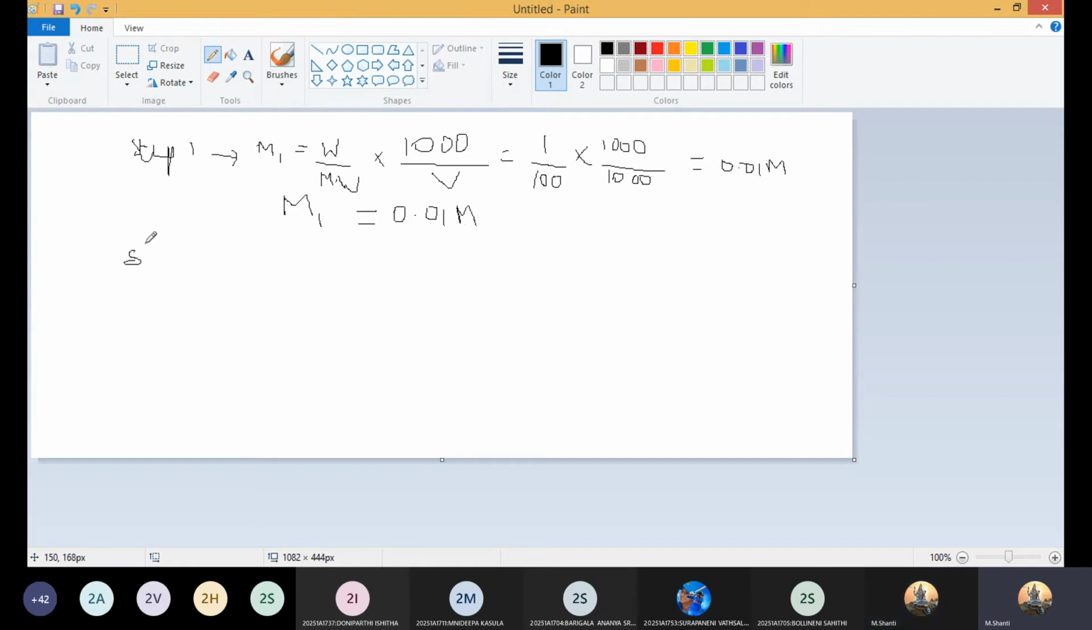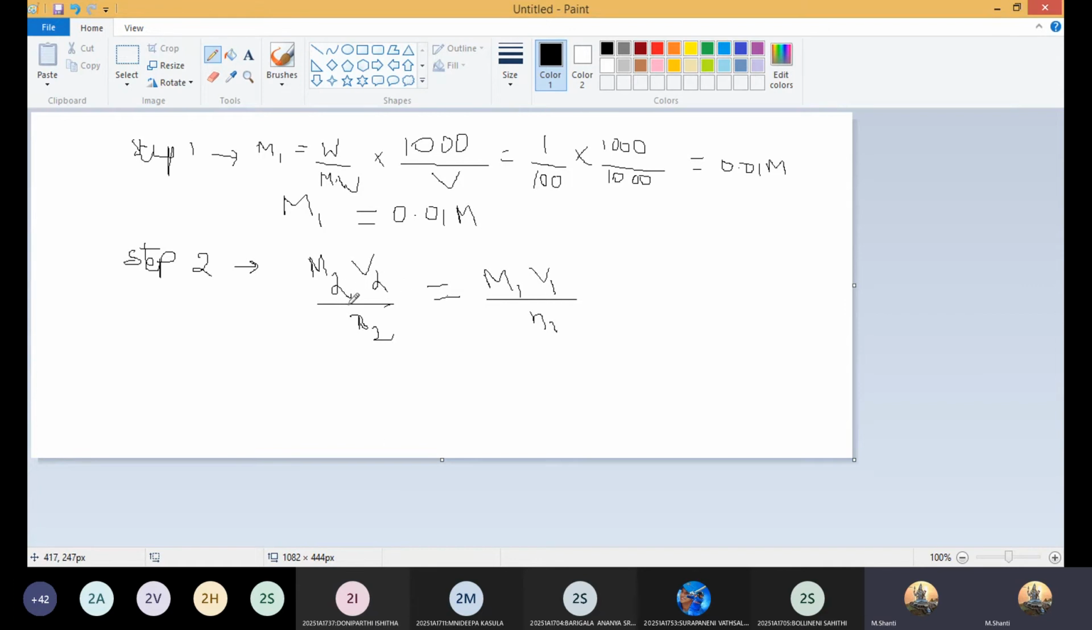Now step 2. So what is step 2? What is the title for step 2? Standardization of EDTA solution. Okay. So M2 we want to calculate. This is the formula: M2 V2 by N2 equal to M1 V1 by N1. Everywhere the number of moles will remain 1 each.